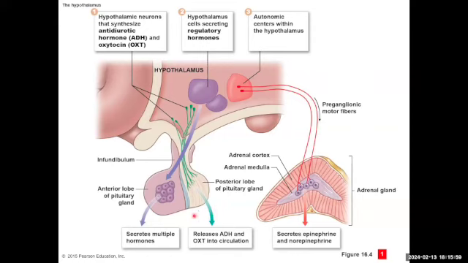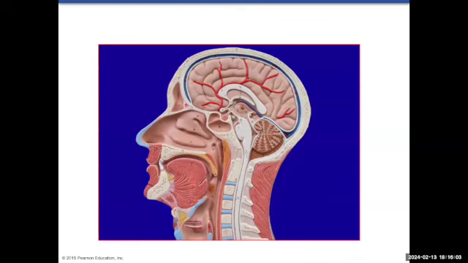gland, which is housed within the cranium, as you can see here. This is the pituitary gland. It's housed in a particular bone. You all should know that one. Which bone is it housed in? The sphenoid bone. Very good.